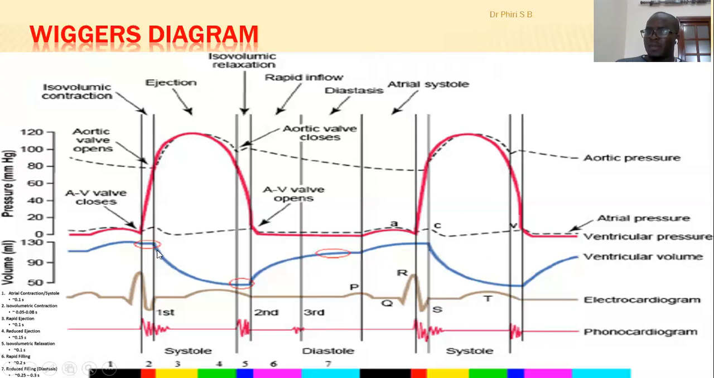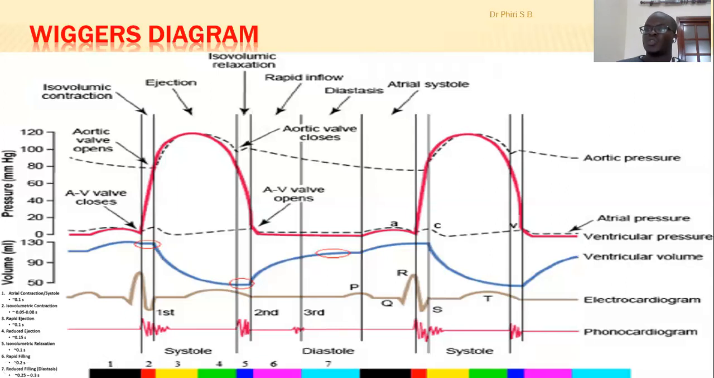So you have the rapid ventricular ejection, then you have reduced ventricular ejection. During rapid ventricular ejection, about 70% of blood is ejected. Then later on, during the reduced ventricular ejection, you have 30% of blood being ejected.